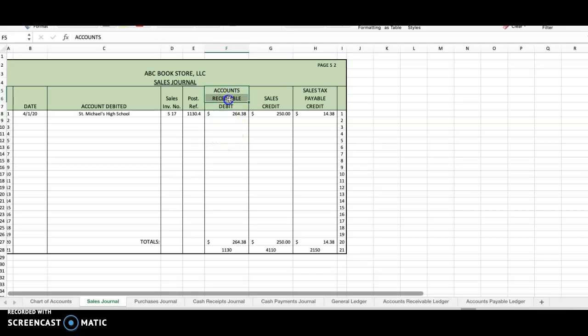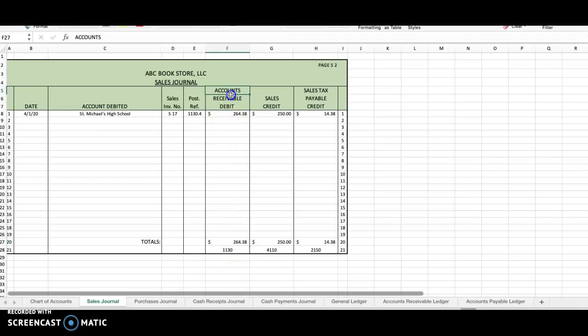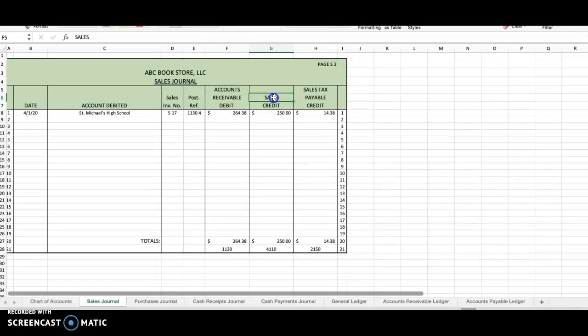Eventually, that goes to accounts receivable debit on the debit side, and also to the debit side of St. Michael's High School. At the end of the day, the totals, if there's only one entry here, there's one total, and that would be posted to the general ledger accounts. In this case, accounts receivable account, in this case sales, in this case sales tax payable. And those would be posted, and the numbers at the bottom indicate that the posting has already been done. So we'll come back to this, though, in our example a little later.